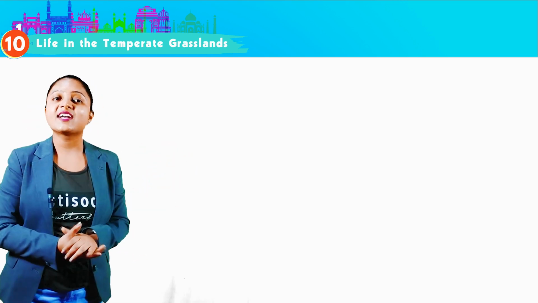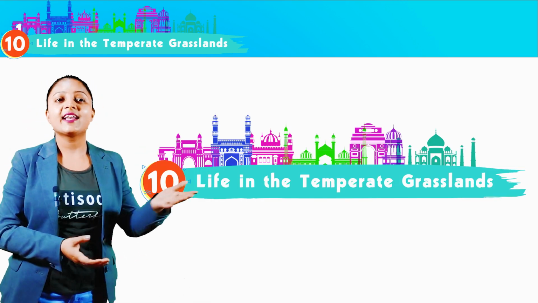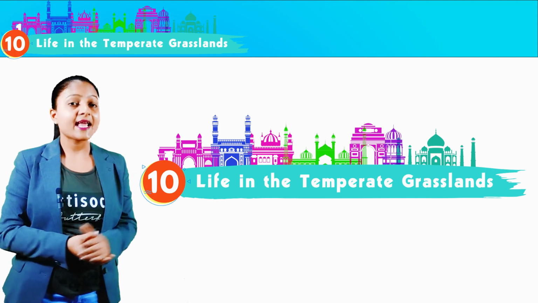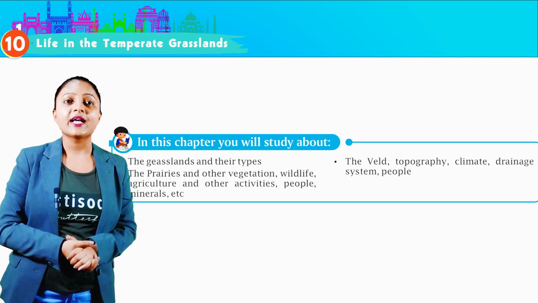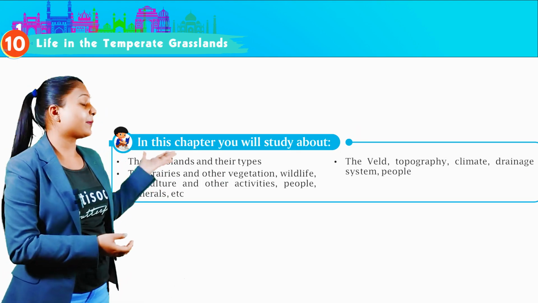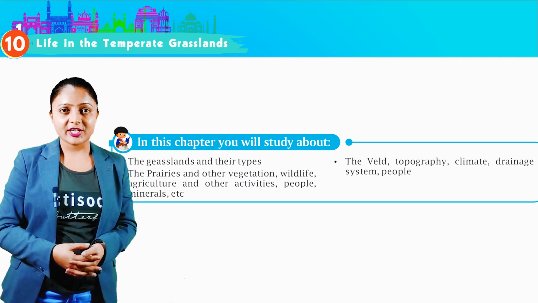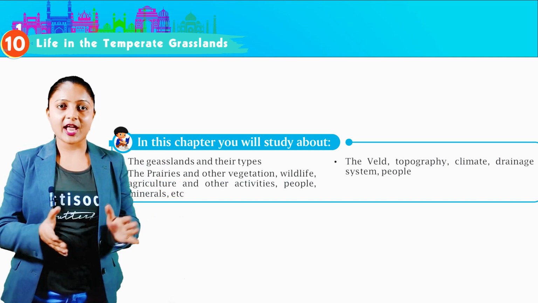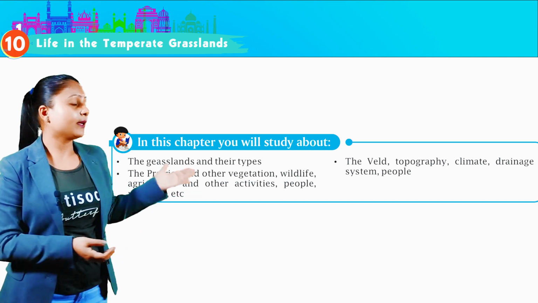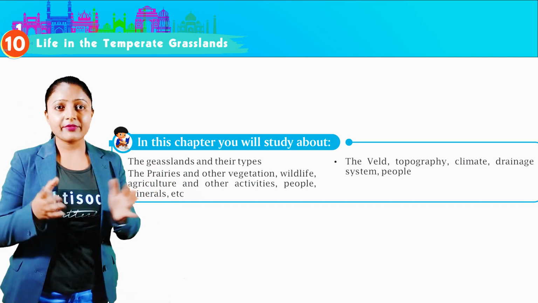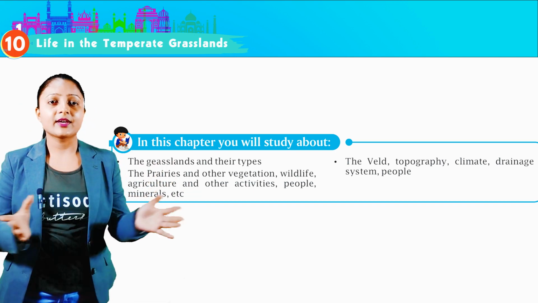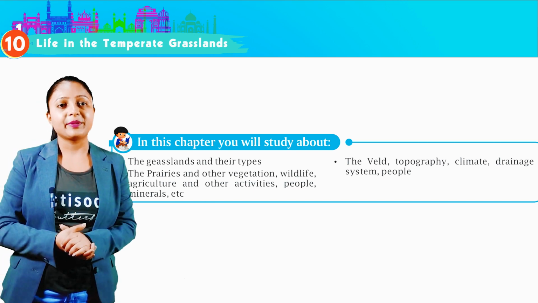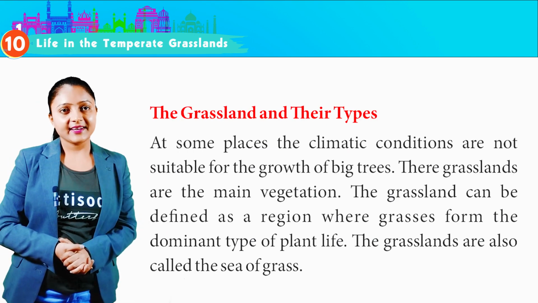Today we are going to start chapter 10 of our geography, life in the temperate grasslands. In this chapter you will study about the grasslands and their types, the prairies and other vegetation, wildlife, agriculture and other activities, people, minerals, etc. The wealth, topography, climate, drainage system, people. The grassland and their types.